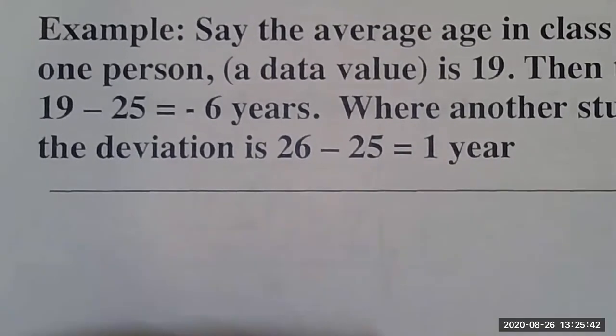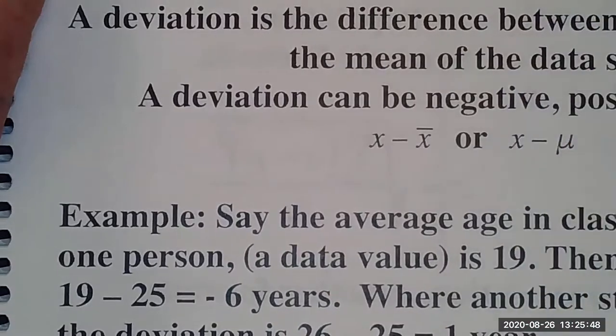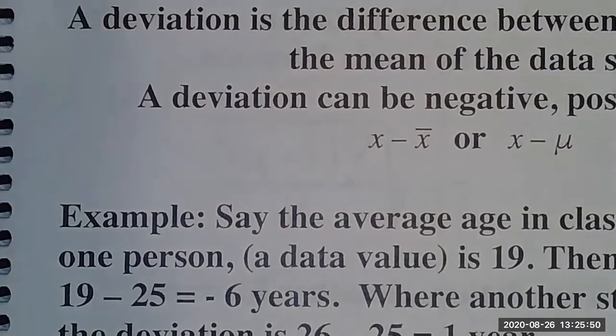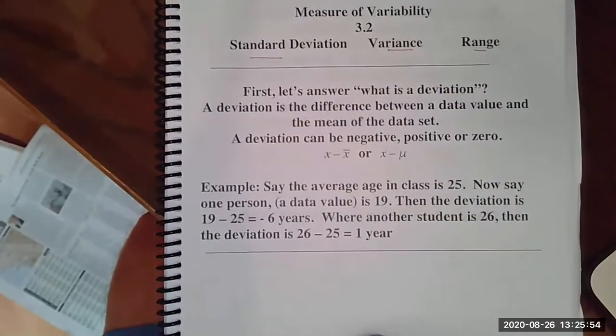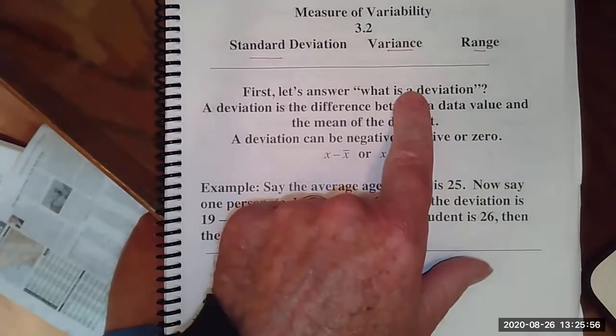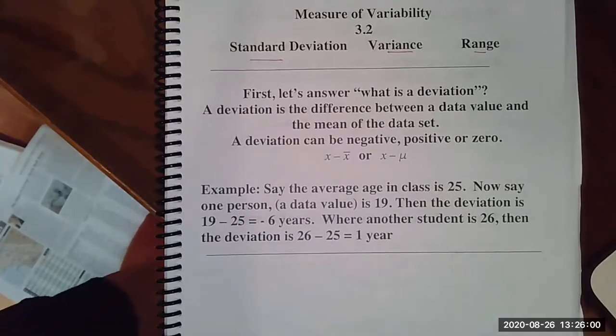Yep. Okay, now the last section here, it won't take me very long. Standard deviation, variance, and range. Standard deviation, variance, and range. What's a deviation? How far something is from something else. It's like how far does something deviate from, let's say, the center.